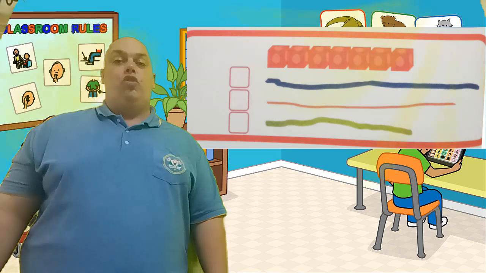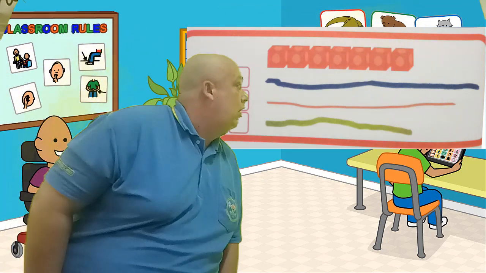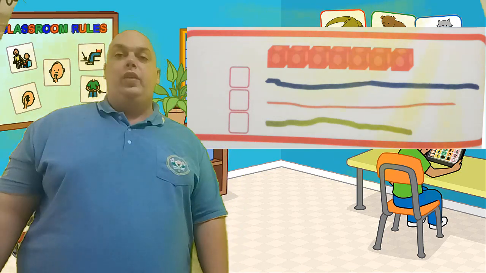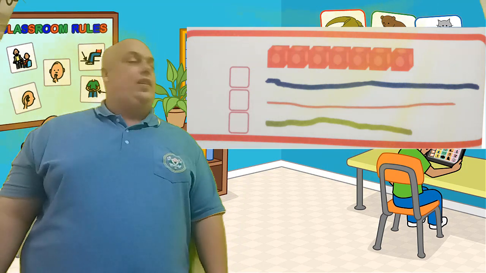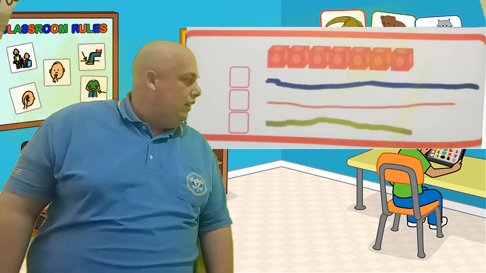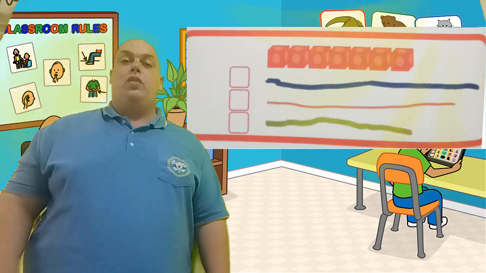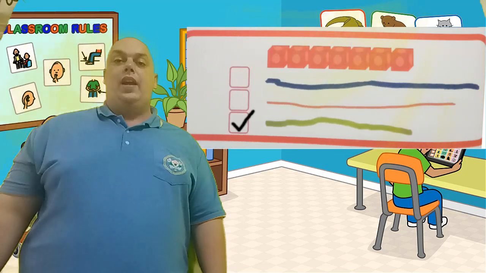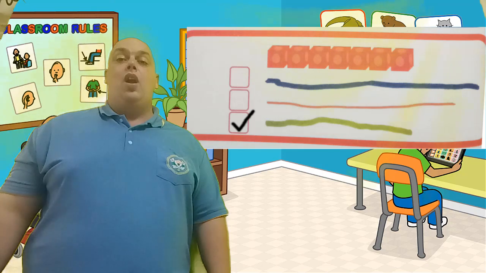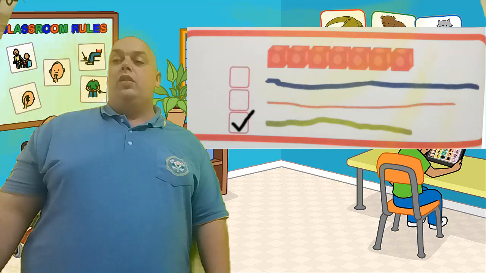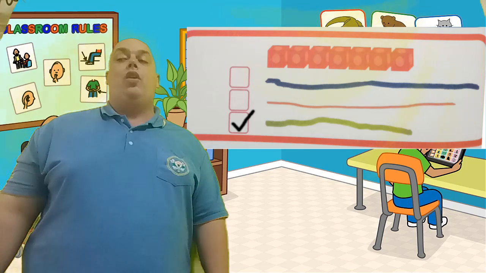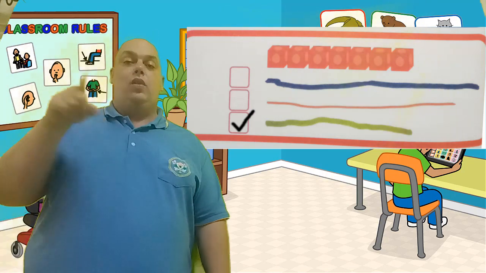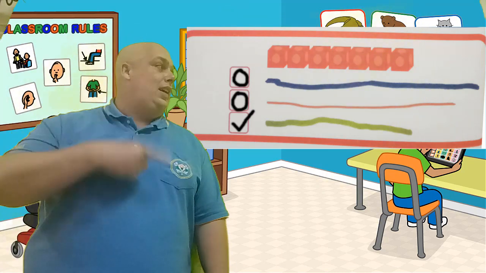Now, which one is shorter? Let's have a look. Well, again, I think none of them are shorter, so we don't need to X anything. Now, which one is the same? Do we have one that's the same? Yes, the green one is the same. So we're going to put a tick in front of the green one. Okay. And which ones are longer? Well, both the orange and the blue one are longer than the row of blocks. So in front of the blue and orange, we're going to put a little circle, just like that.